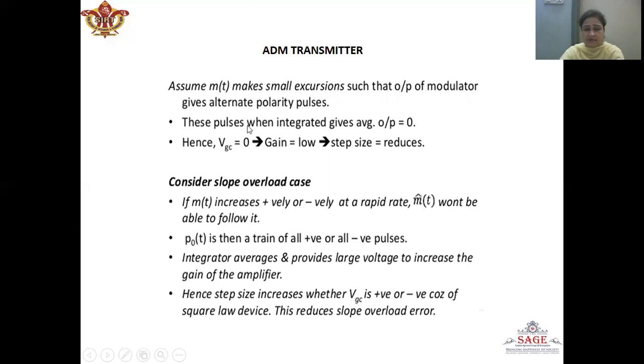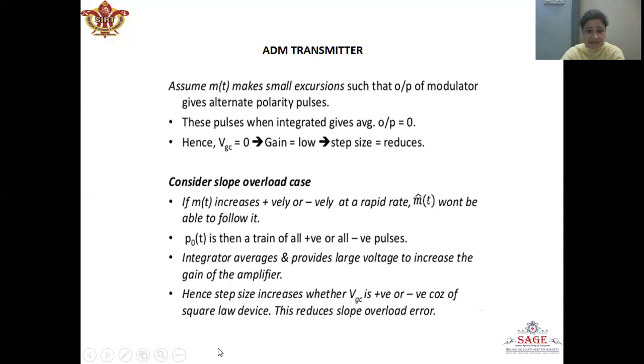Now, in case of granular noise, when the message makes small excursions such that the output of the modulator gives alternate polarity pulses, these pulses, when integrated, give a very small average output. So in this case, the gain of the amplifier reduces and the step size will also reduce. Now, if the message signal increases positively or negatively at a rapid rate, then in case of delta modulator, the predicted signal will not be able to follow it. P0T is then a train of all positive or all negative pulses.